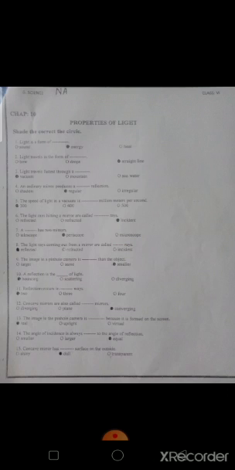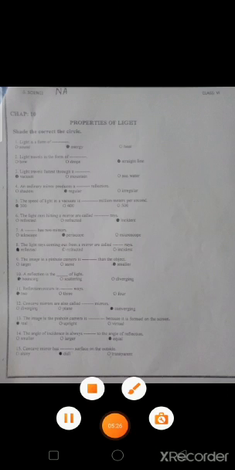Come to the last one. A concave mirror has a dash surface on the outside. Shiny, dull, or transparent? The correct option is dull. A concave mirror has a dull surface on the outside.